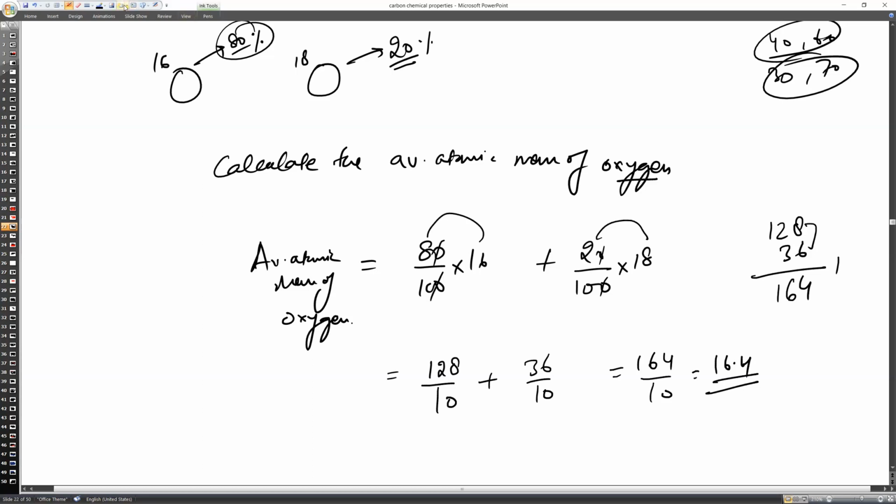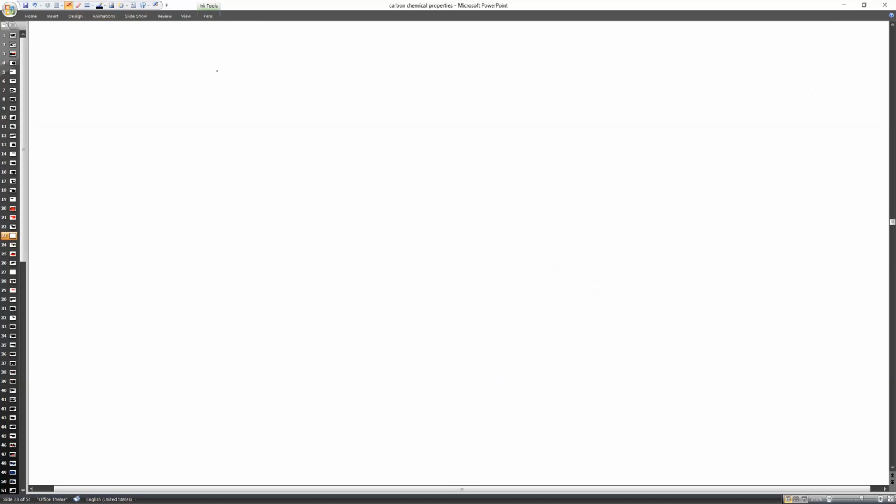Now the same type of question comes. Here is another question, where the ratio is being asked. Like if it is chlorine, with two isotopes, one is 37 and another isotope of chlorine is 35. And they are present in a 1:3 ratio. Then find out their average atomic mass.